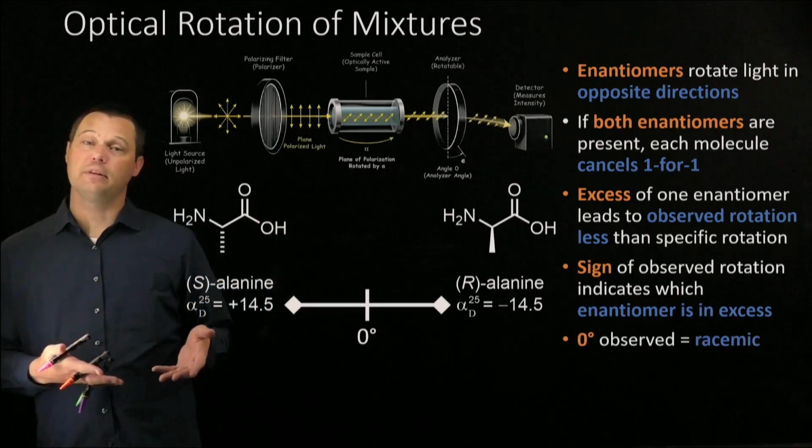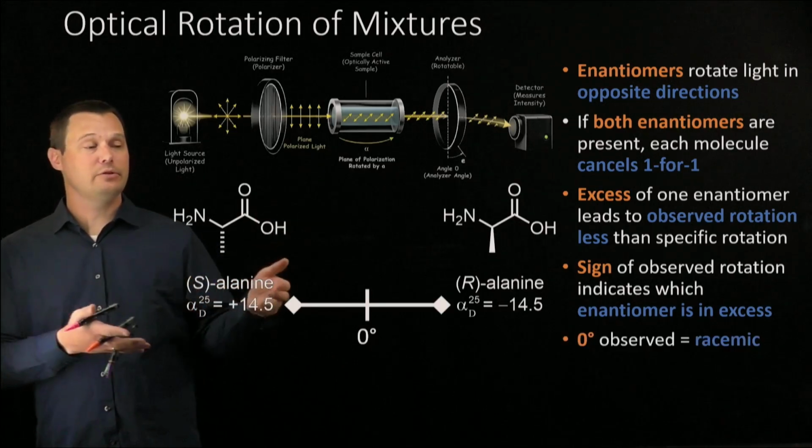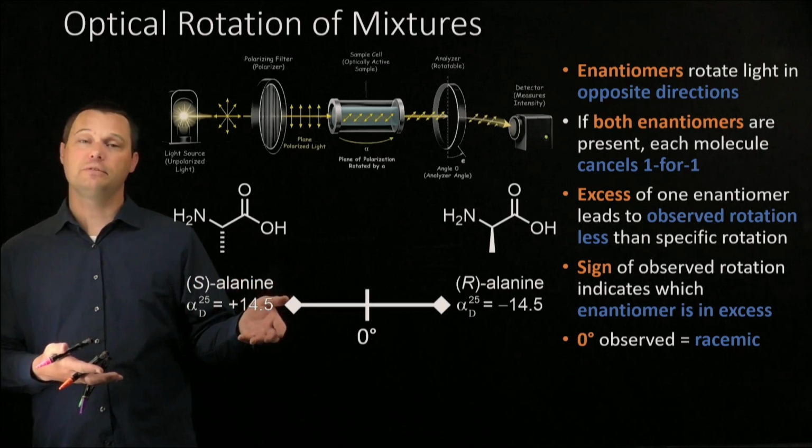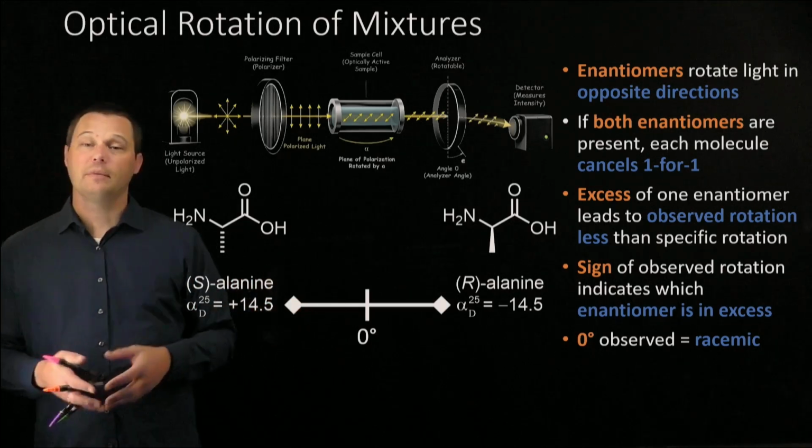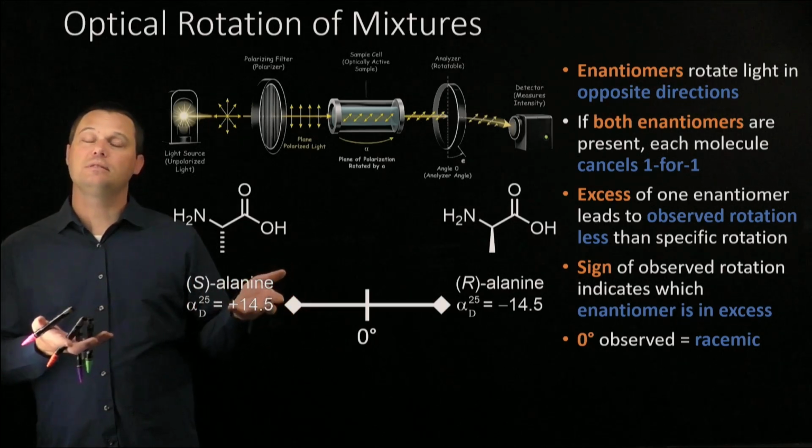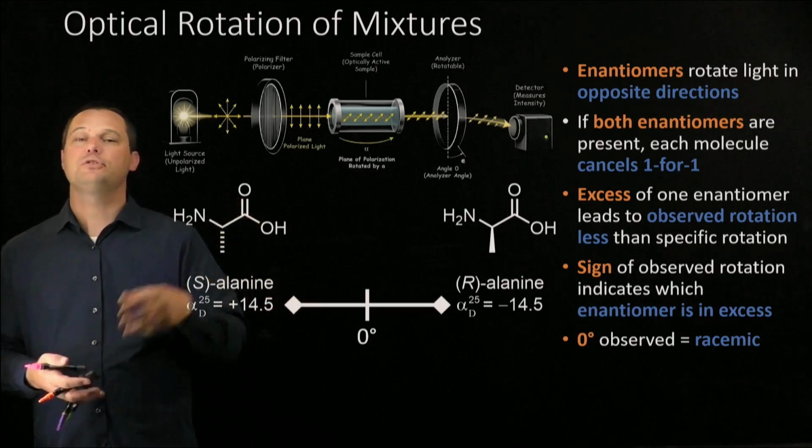We have a special name for this. When we have a perfectly 50-50 mixture of enantiomers that gives an observed rotation of 0, we call that mixture racemic. A racemic mixture, or a racemate, is defined as a perfectly 50-50 mixture of enantiomers.